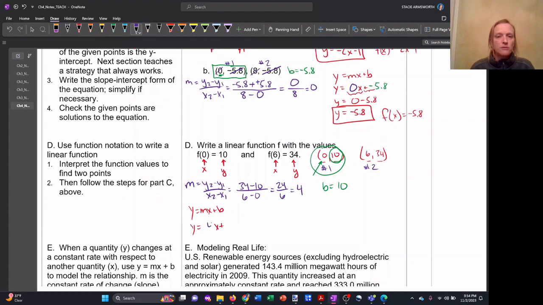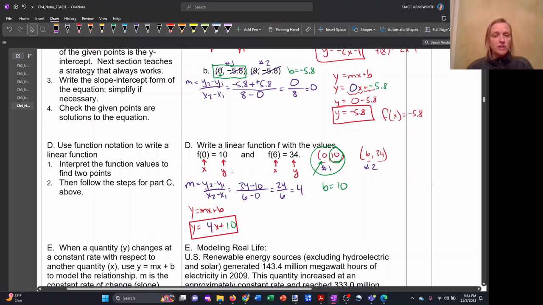And my slope is 4, and my y-intercept is 10. This equation is simplified as it is, so I have come up with the equation for this example here.